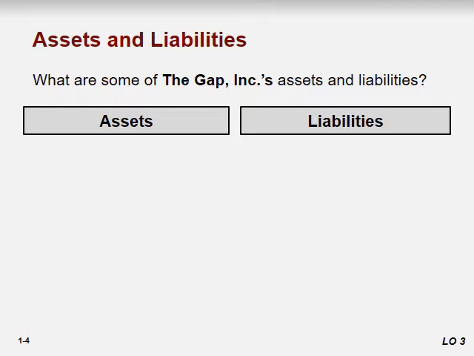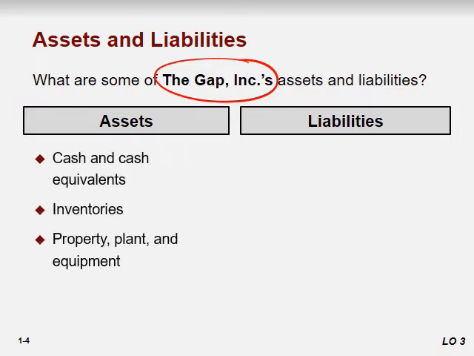So in your book there is an example of GAP incorporation, where we generally see the examples of assets. The assets include cash and cash equivalents. What do we mean by equivalents? Things like gold or marketable securities. Cash is cash, right? Equivalents means those which are very close to cash. Gold, right, is very close to cash. That's why we call them cash equivalents.